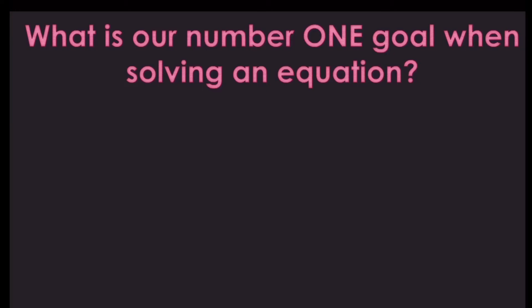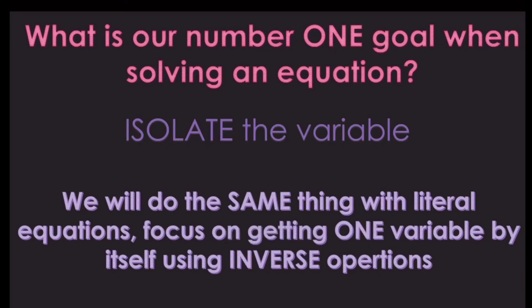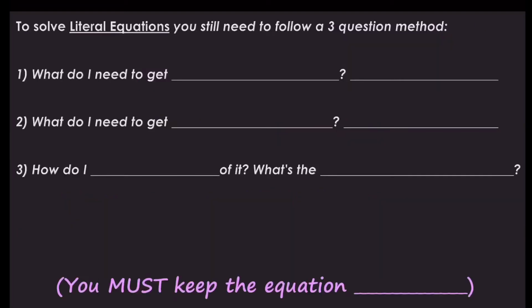Remember, what is our number one goal when we're trying to solve an equation? Isolate the variable. Get that variable completely by itself, okay, with nothing else there. We're going to do the same exact thing that we did with literal equations. But this time, we're going to focus on one specific variable. And we're going to use our inverse operations to get there.